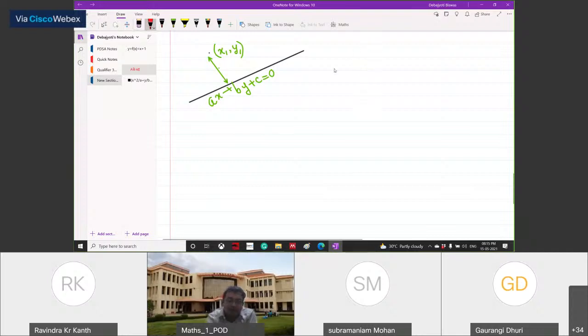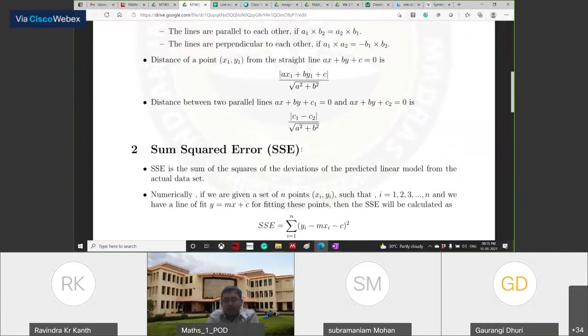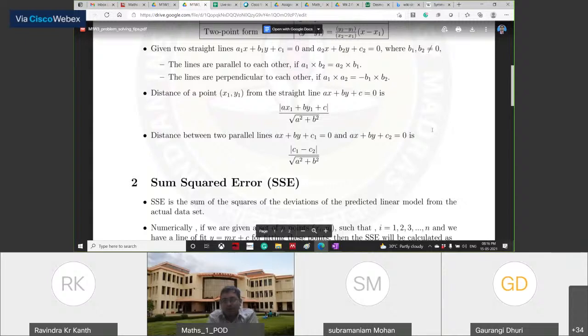Now, what will happen is that the distance d equals |ax1 plus by1 plus c| divided by the square root of the sum of squares of the coefficients of x and y, right? a square plus b square. That is the distance between a point and a line. Similarly, so these two can be important. Whenever these two can be made, some questions can come on them.